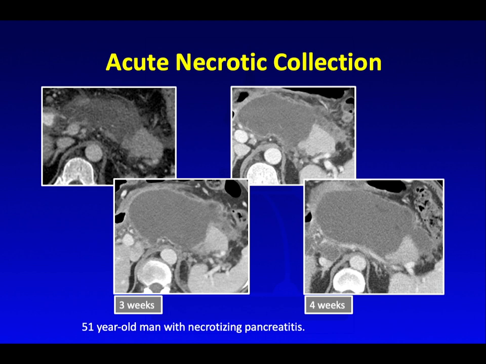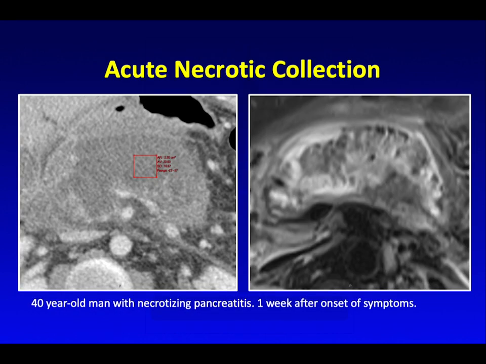And as time goes on, you will gradually see more and more definition around the wall, better encapsulation, and after 4 weeks, these acute necrotic collections become walled-off necrosis. Sometimes on CT, it can be a little bit difficult to appreciate the soft tissue components, such as in this example here. When you put the ROI on it, the Hounsfield units average around 23, so it doesn't look very impressive. But when you look at the MRI, you can clearly see that there are very heterogeneous components within the collection.